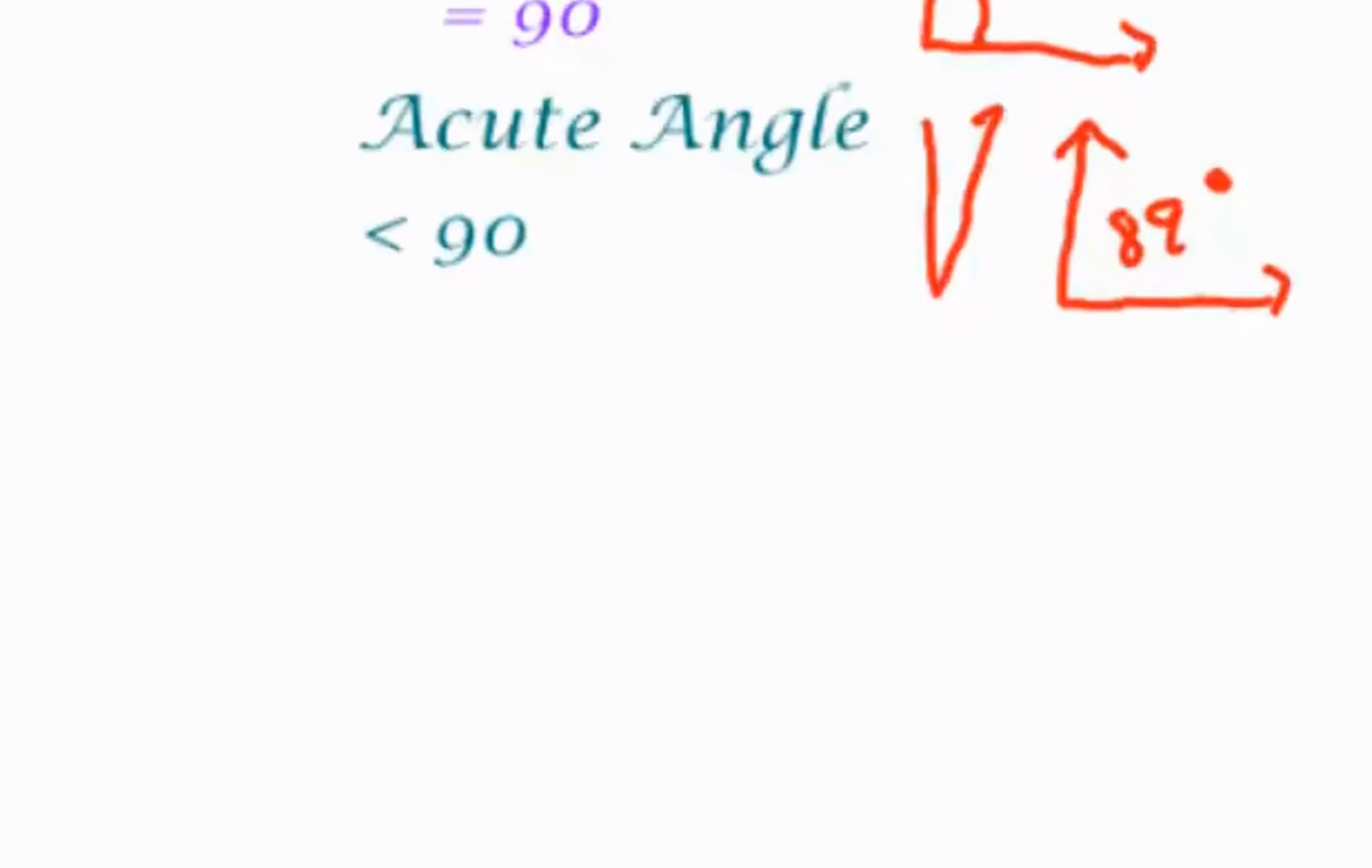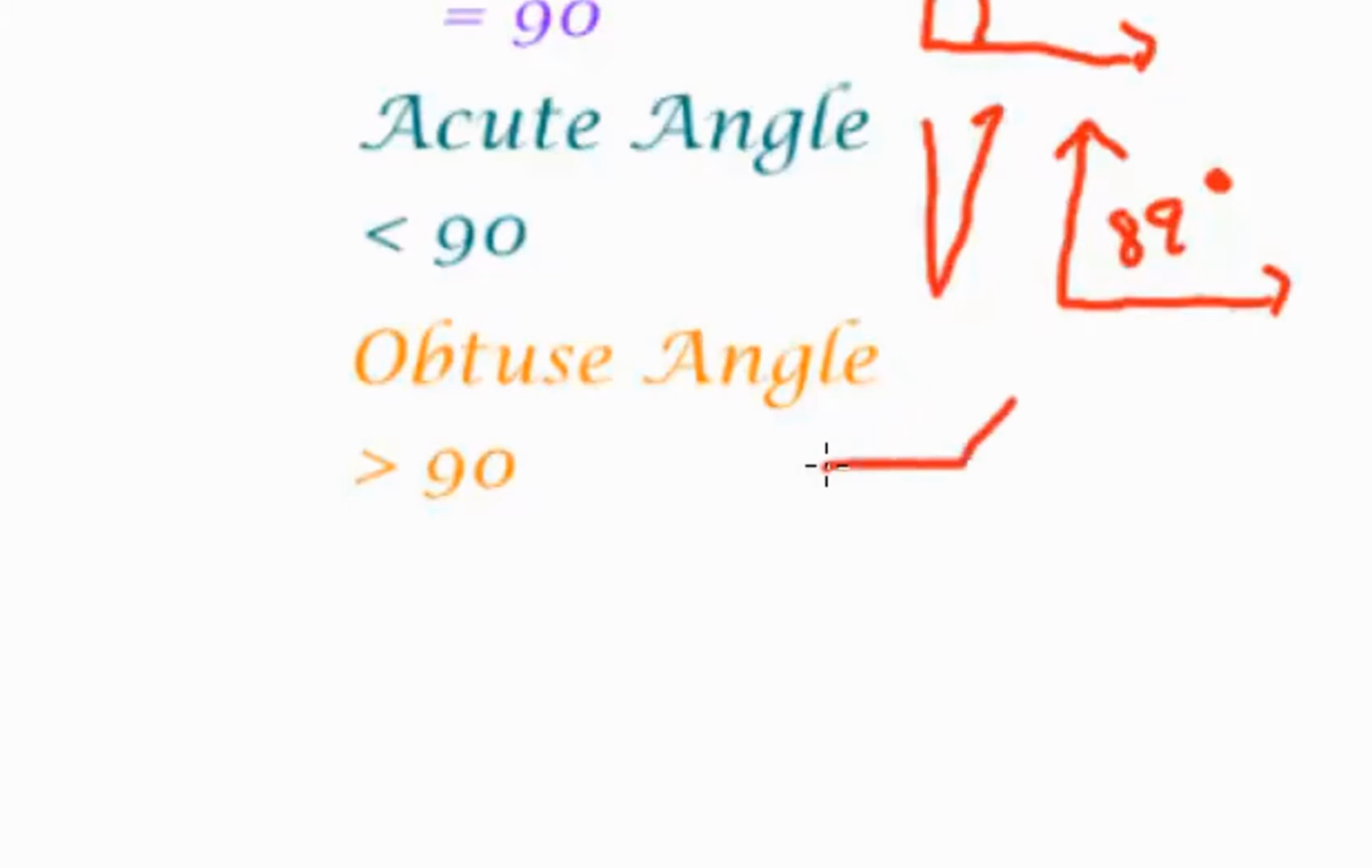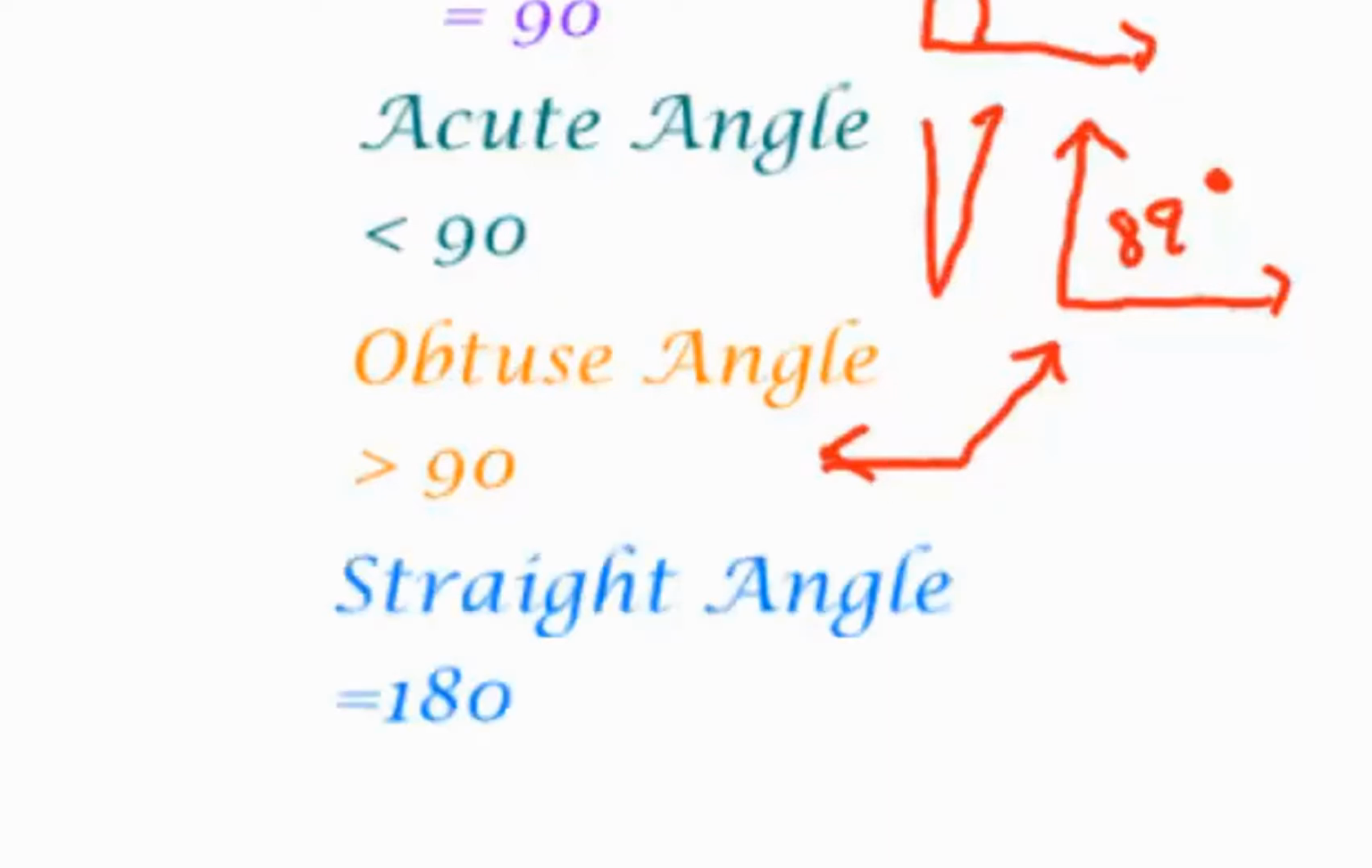I have also obtuse angles. An obtuse angle is an angle that is larger than 90, so it is very wide. The rays are pointing in almost different directions. The last angle we talk about is a straight angle. That's an angle that's exactly 180. This angle appears as a straight line and oftentimes is represented by one.